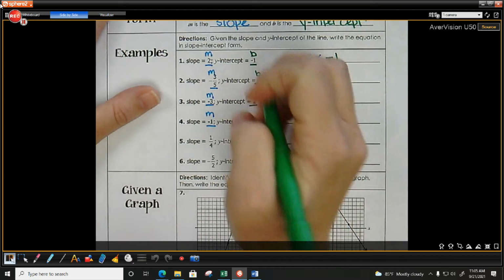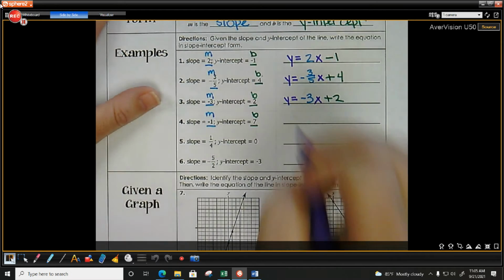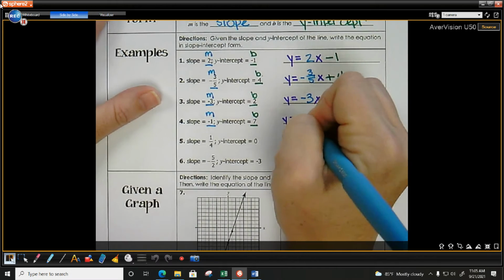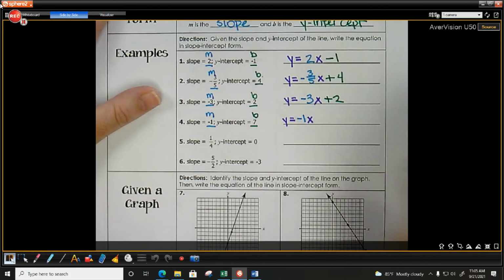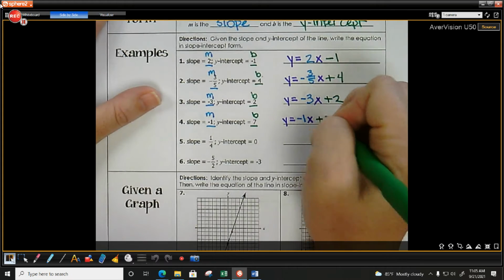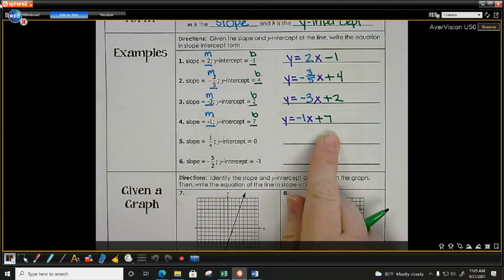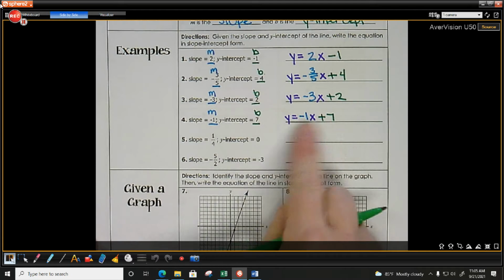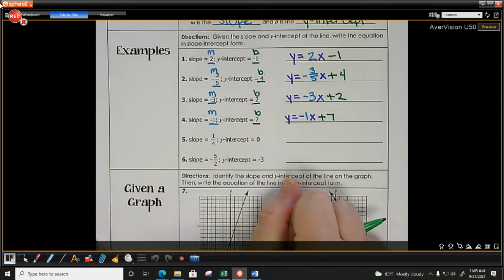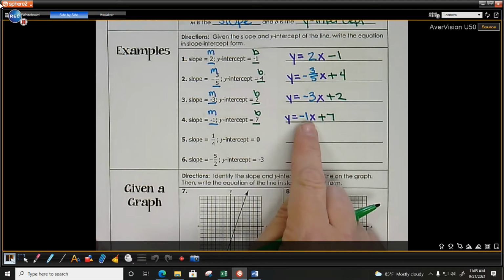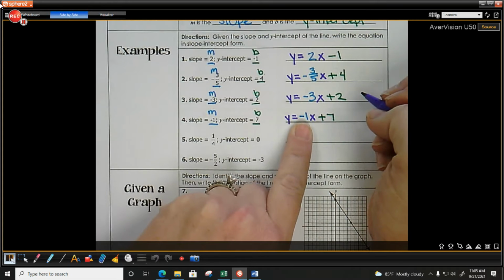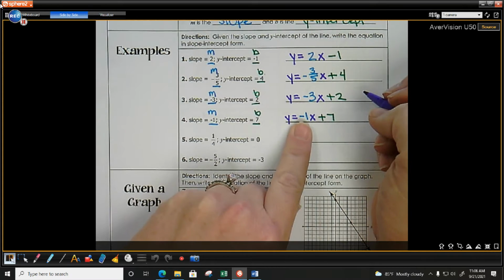-1. What's my b? 7. So I have y equals, what's m? X plus b, what's b? Okay, now, this is correct. However, you're almost never going to see an equation written like this. What could I write differently? I could just write -x. Do you need the 1 coefficient? So let's rewrite this, because if you write this, yes, I will count it correct. However, am I ever going to give it to you looking like this?